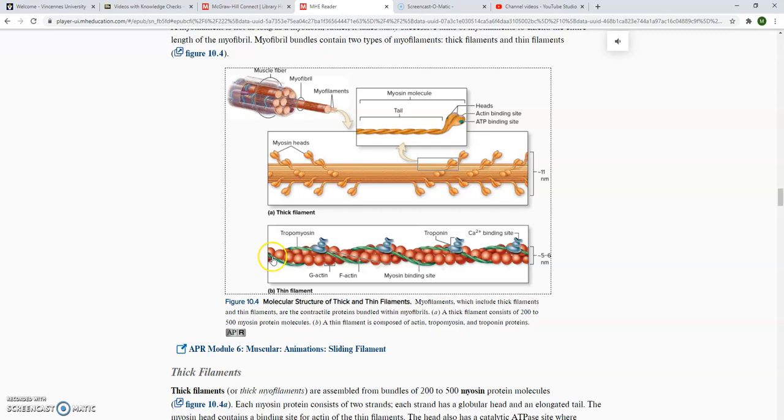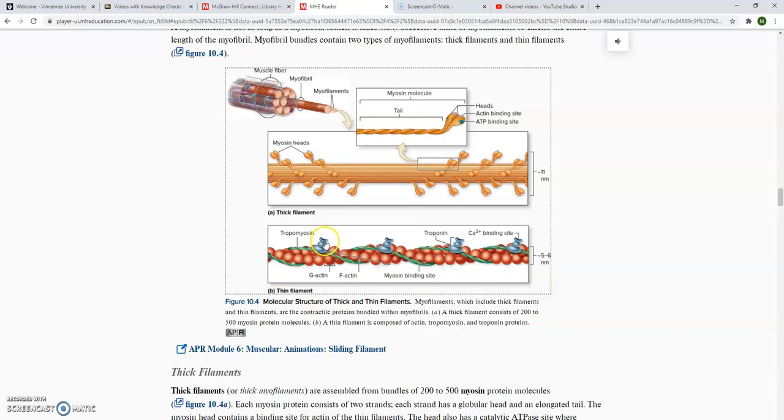And then this green protein, it's not really green, but in diagrams it helps to draw them different colors. The green is more of a linear protein. And you'll notice that it's wrapping its way around the actin, and that's called tropomyosin. So we need to be familiar with that and be able to identify it if I show a picture of this and point to that one.